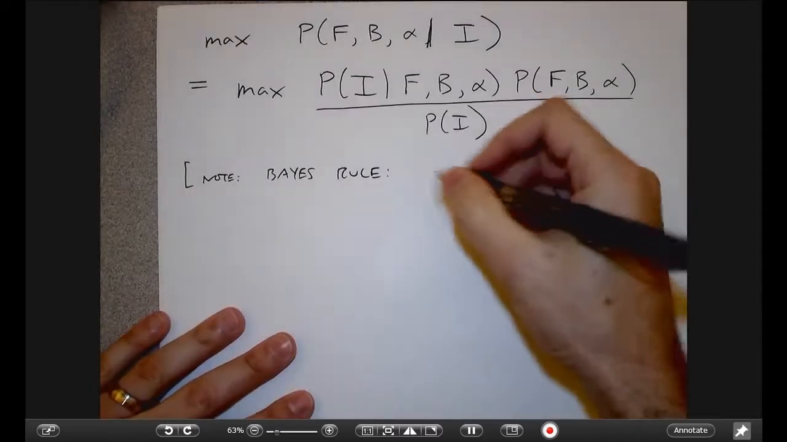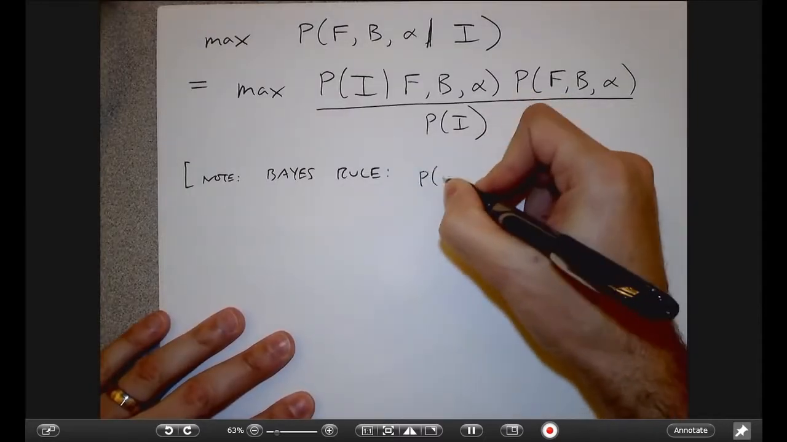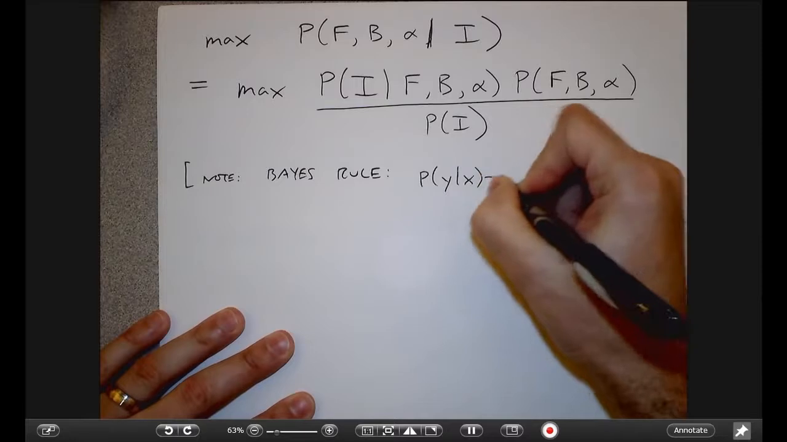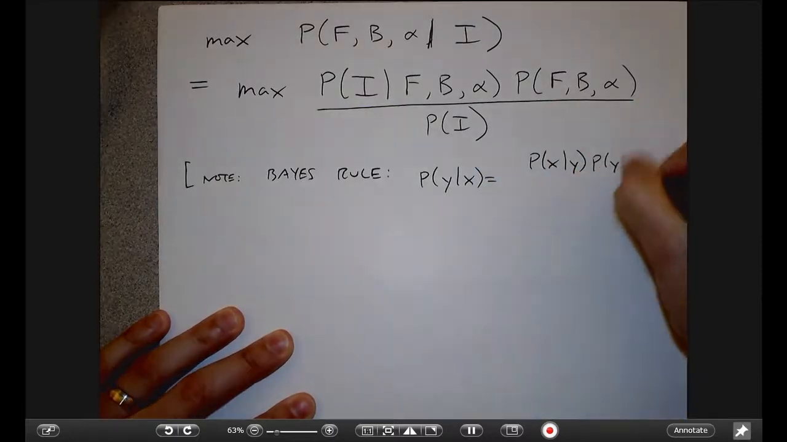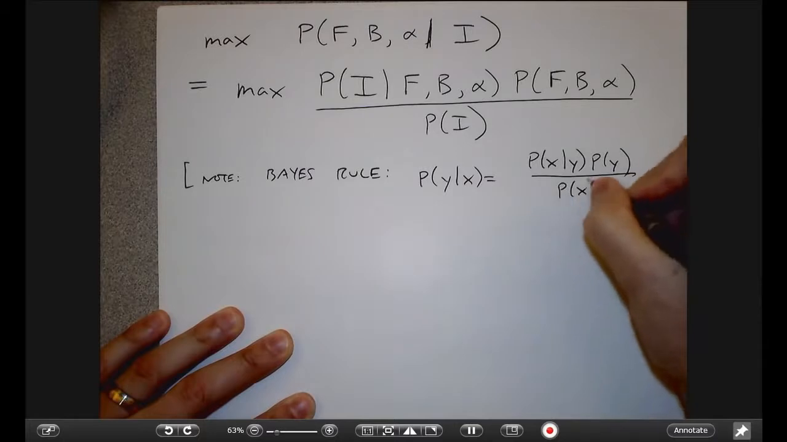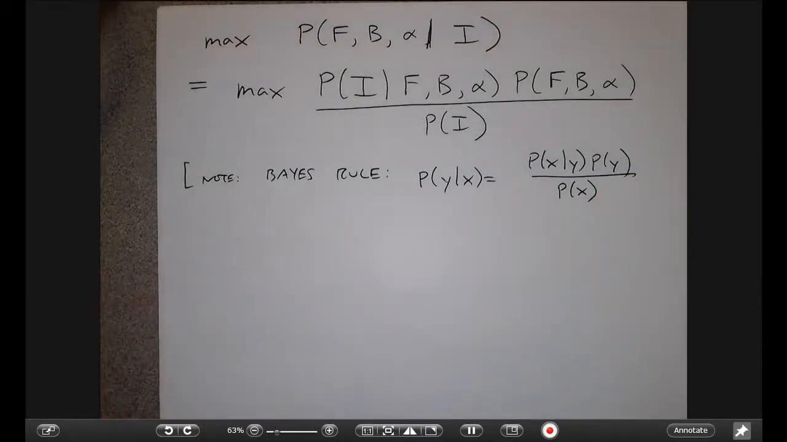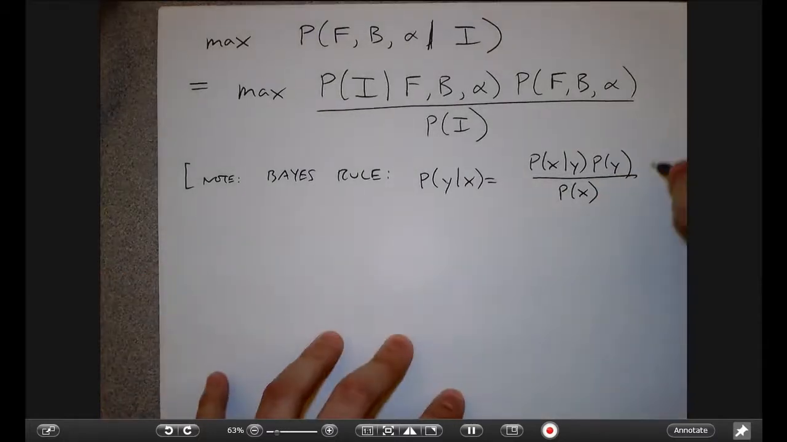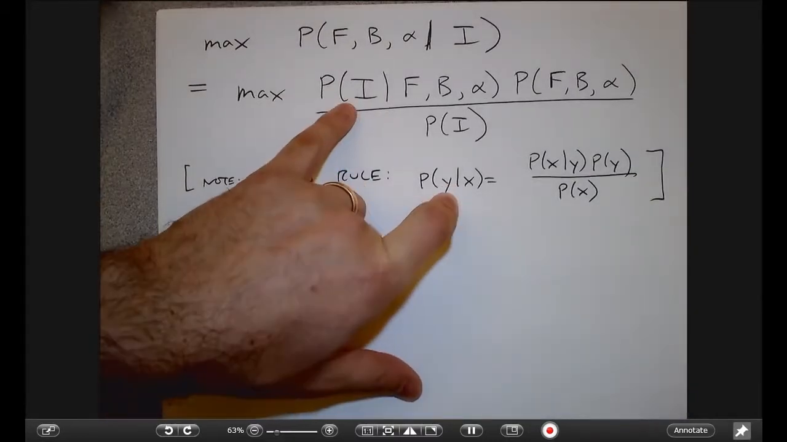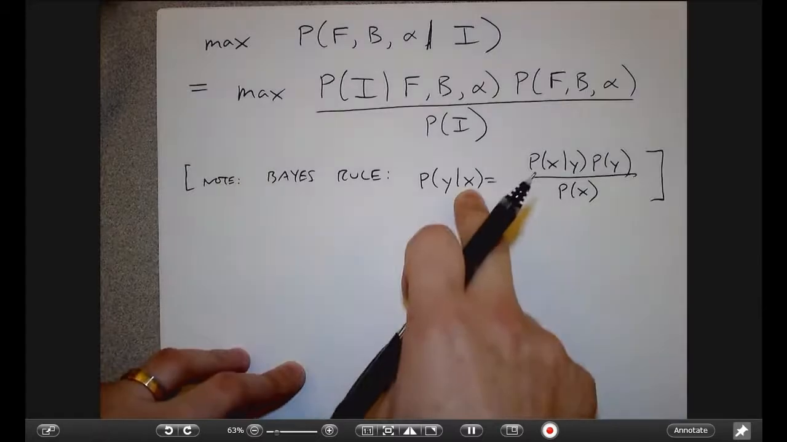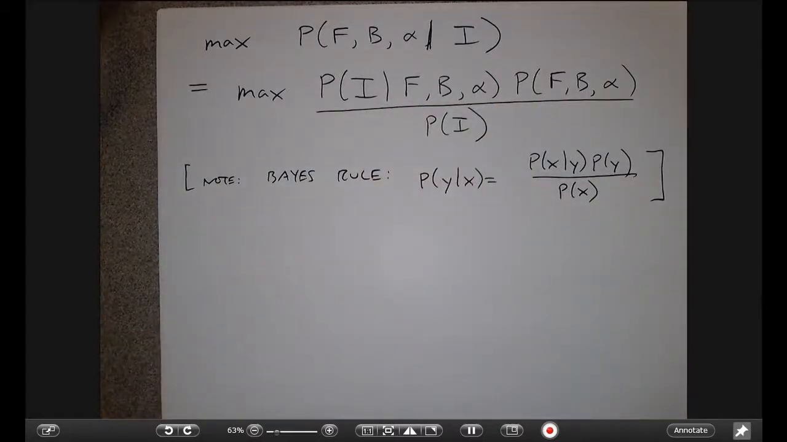Bayes' rule, hopefully you learned in a probability class long ago. This is basically like saying that if I have the probability of y given x, that's equal to the probability of x given y times the probability of y over the probability of x. Right? So here, the role of the left-hand side is being played by the image, and the role of the right-hand side is being played by the stuff I don't know. Okay? So, how can I try and undo this a little bit?